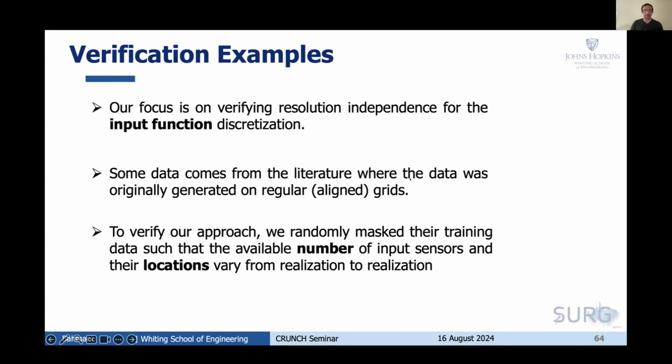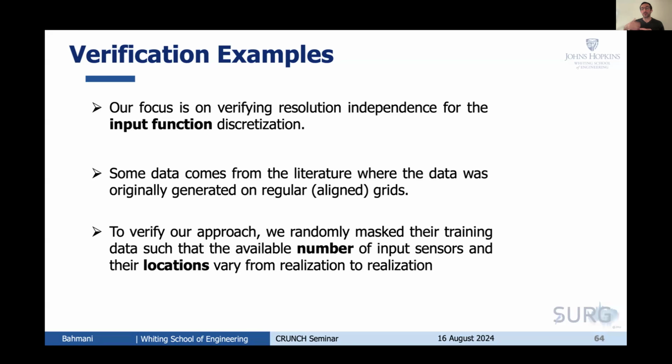Sure. Theoretical proof is not there, but empirically we show that if you can find the representation learned by a point cloud, it's resolution independent. In the verification example part, at first we only focus on the input function discretization to show the resolution dependency. Because we wanted to compare with typical problems in the literature, some of the data I'm going to show you are generated on a regular grid.